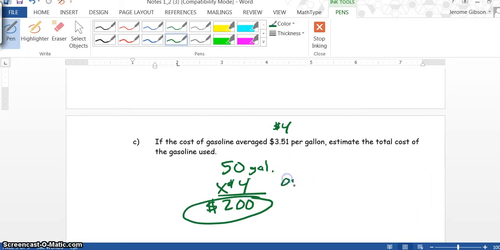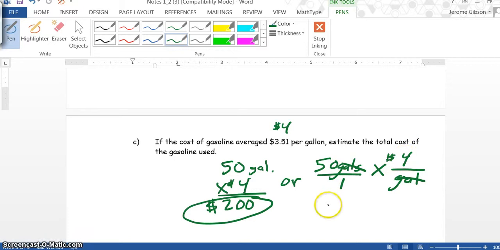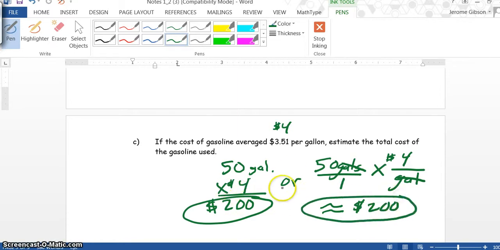Now, we can write this like we did in the earlier example. We will have 50 gallons multiplied by approximately $4 per 1 gallon. And we could put this over 1. Our gallons will simplify out, and 50 times 4, we know that would give us approximately $200, which is the same answer we have here. So either method is acceptable.